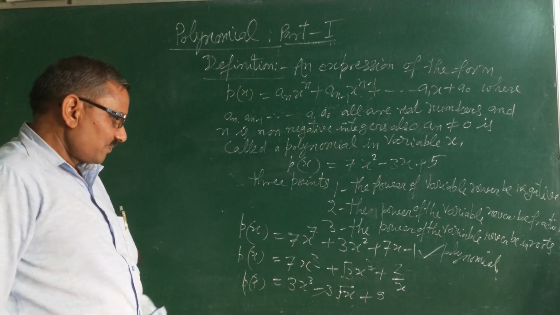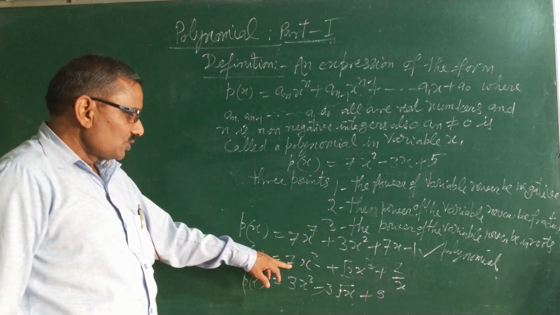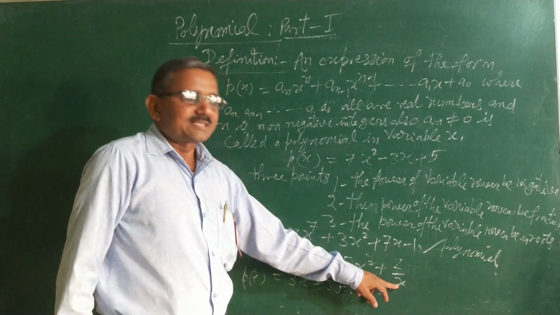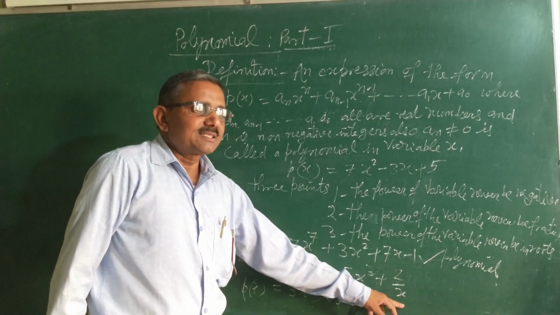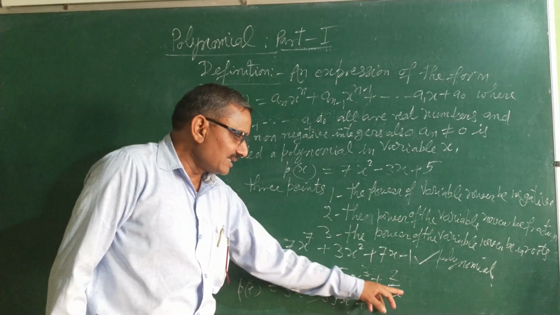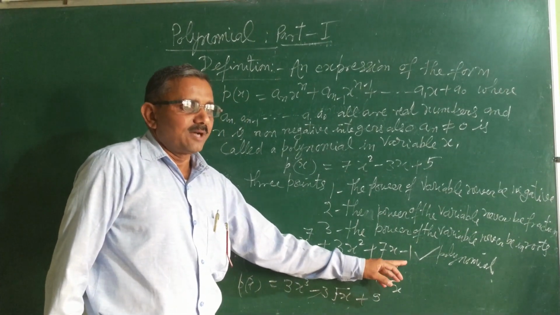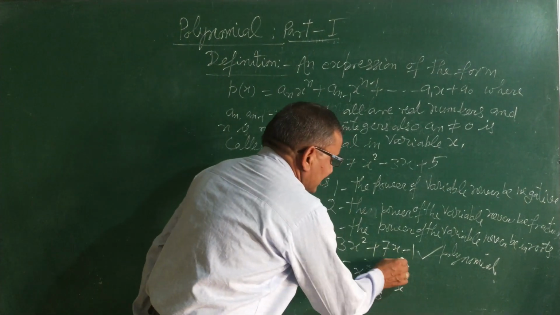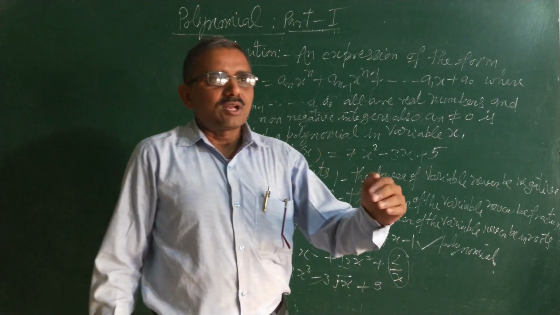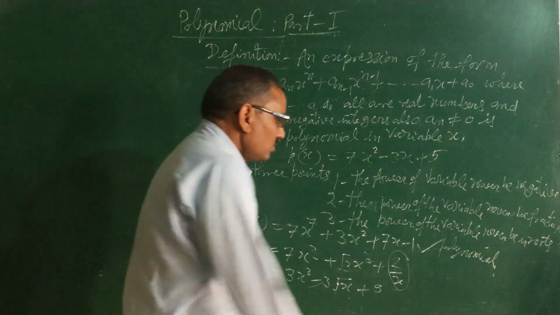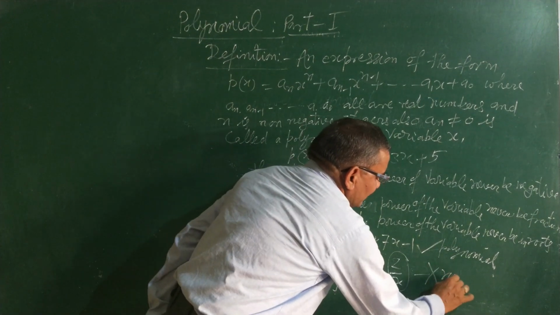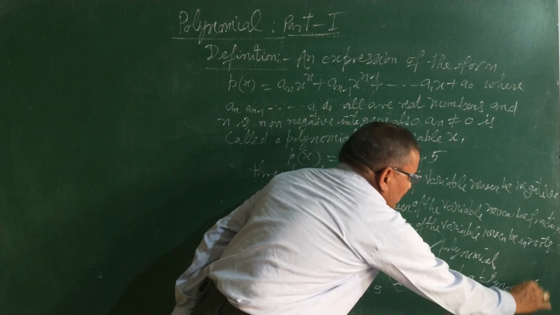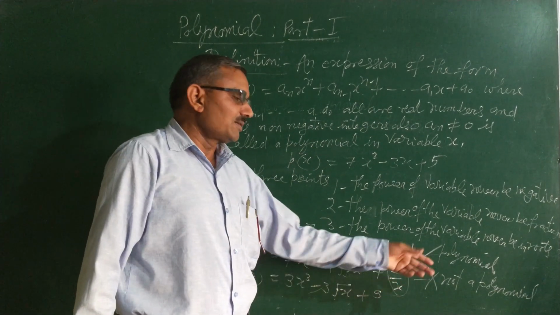Now in the second case, p(x) is equal to 7x cube plus under root 3 x power 3 plus 2 upon x. Now in the last term, 2 upon x, this x exists in the denominator. So if we take it up, that will be a negative power. So in this case, this term contains the power of x as negative. So this is not a polynomial. This whole expression is not a polynomial.